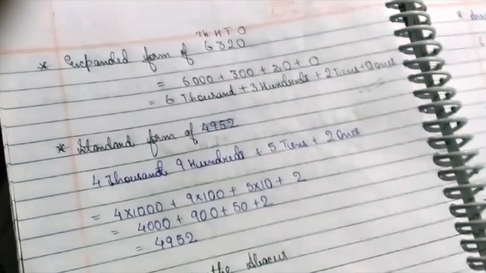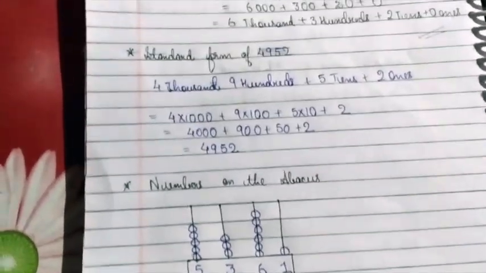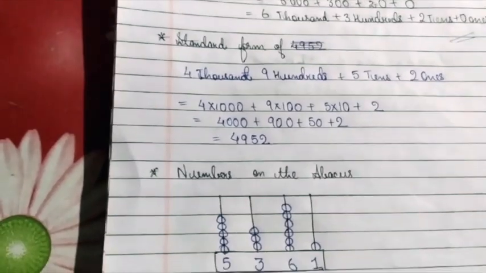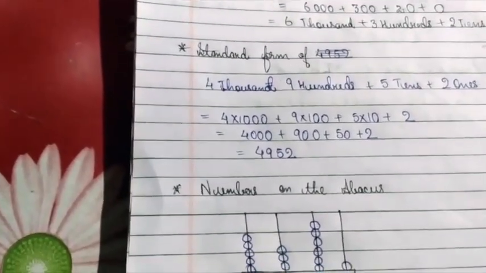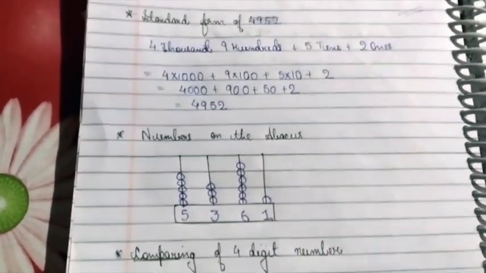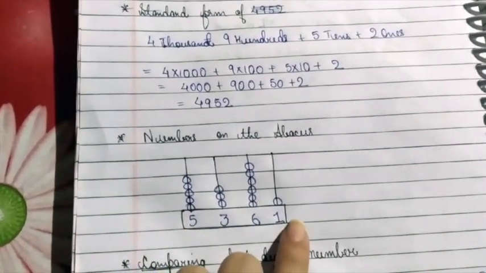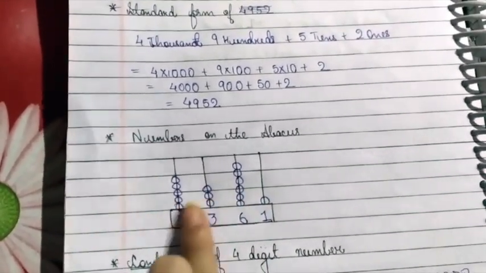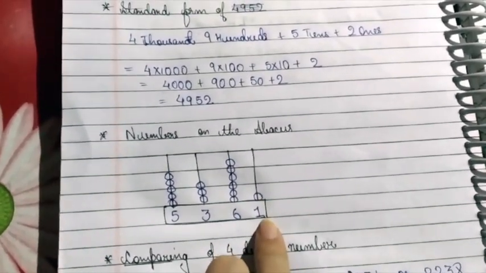Clear? Now how to write the numbers on the abacus? Okay. So we know that in the abacus, there are beads on the rods. So we just count the beads and write the numbers. So in the ones place, we know that this is ones, tens, 100, and 1000. So in the ones place, how many beads are there? 1. Okay. So we write 1.